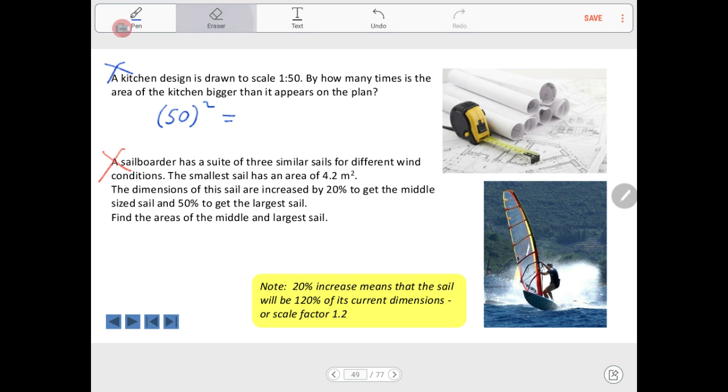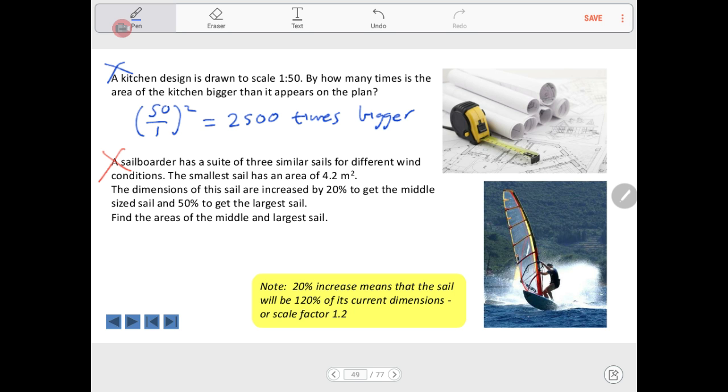I suppose what I was talking about earlier is actually dividing the two numbers to get the scale ratio, 50 over 1. I know it still gives 50, but if that number, 1, was some other number, it can get a bit trickier to find that scale ratio. That's how we do it. Just divide the number on the right by the number on the left. And this gives us 2,500 times bigger. Wow. So the area is 2,500 times bigger in real life than what it appears on the plan.